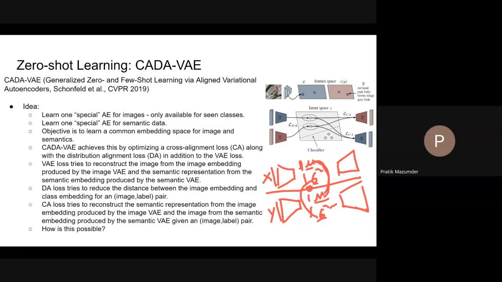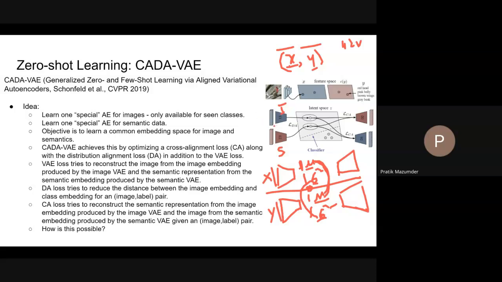What cross alignment loss does is, you have your image encoder and you have your semantic encoder, and you have a pair which is x comma y, where x is the image and y is your class. For the image, you have some image feature from some pre-trained model. And for the semantics or the class, you have a semantic vector from, say, word2vec or some other word embedding option that you have.